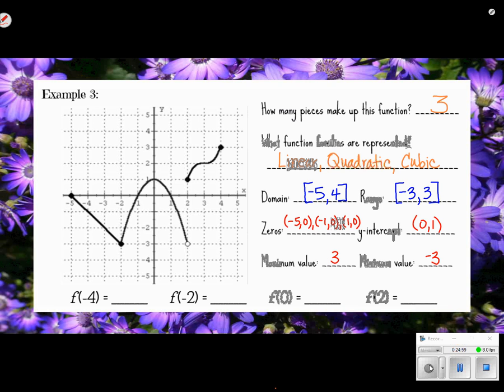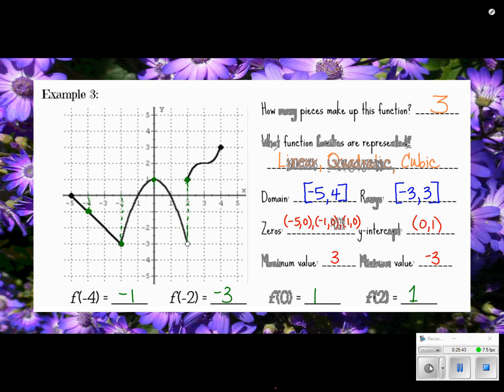Can you figure out where f of negative 4, f of negative 2, f of 0, and f of 2 are? F of negative 4, we go down to negative 1. F of negative 2 is where these two join. We don't know which one's an open circle or a closed circle, but that doesn't matter because we know the y value is negative 3. F of 0, we have to go up to 1. And f of 2, ooh, we have to make a choice. Do you remember which one we choose, open circle or closed circle? We choose closed circle every time, and the closed circle has a y value of 1.